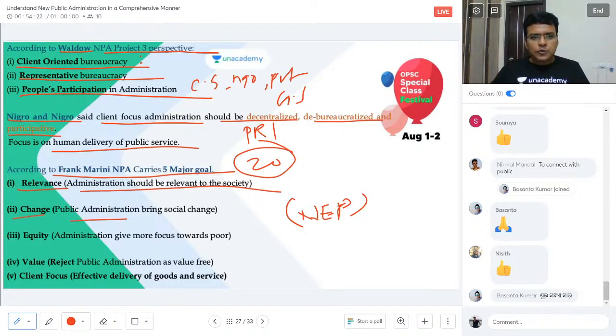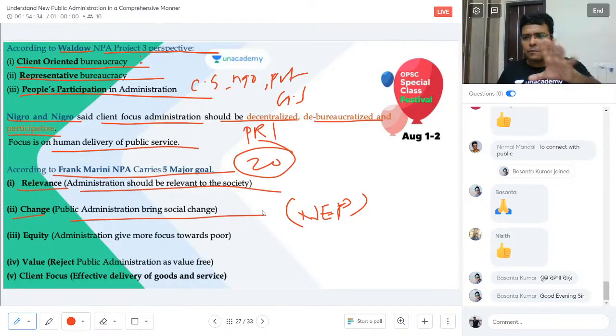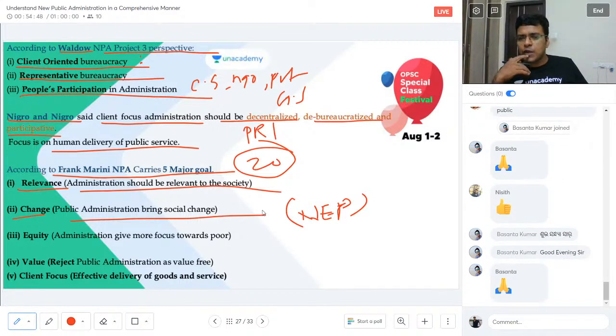Change. Public administration should bring social change. As a BDO, just take yourself while studying public administration. You just put yourself in every scenario. What you are studying, you put yourself in NPA, NPM, everywhere. So change oriented means public administration brings social change. What type of change can you bring? For example, after becoming a BDO, what type of change can you bring to the society?